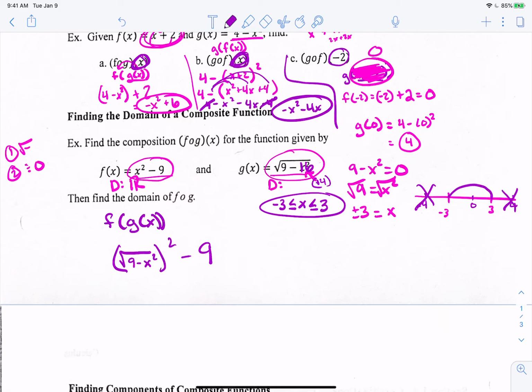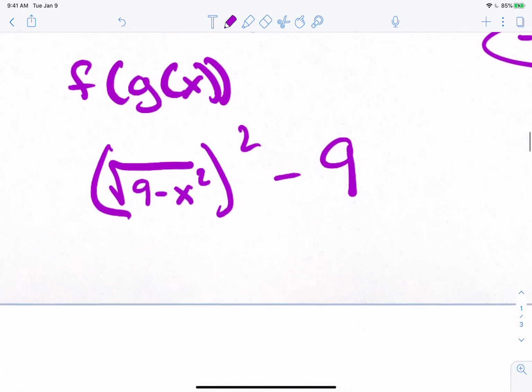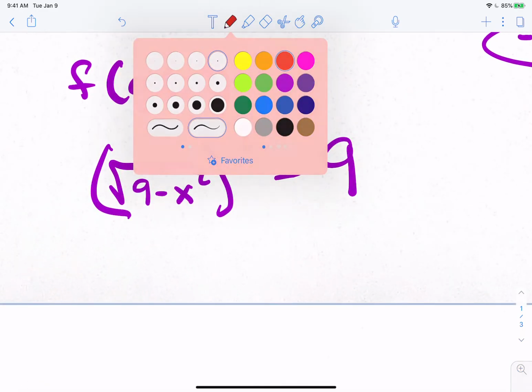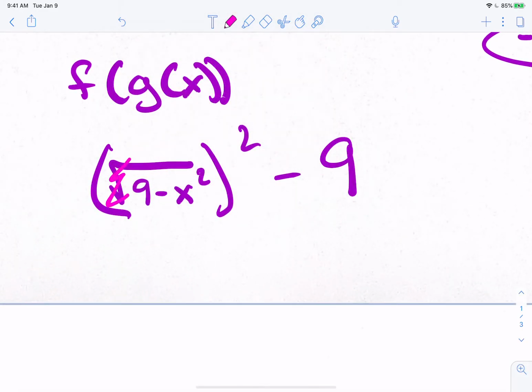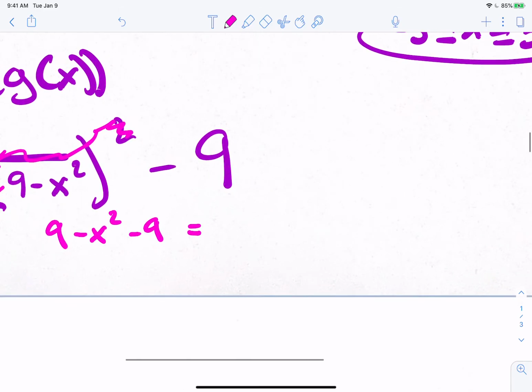Does the square get rid of the square root? Yes, it does. This square root and this square cancel each other out. So I've got 9 minus x squared minus 9, and the positive 9 and negative 9 cancel. So it's just negative x squared.